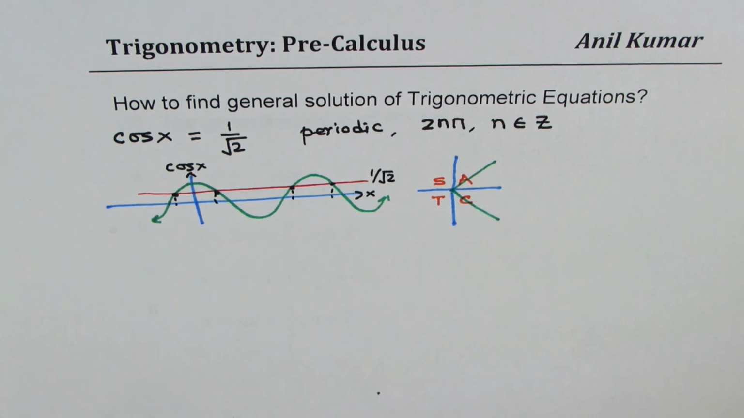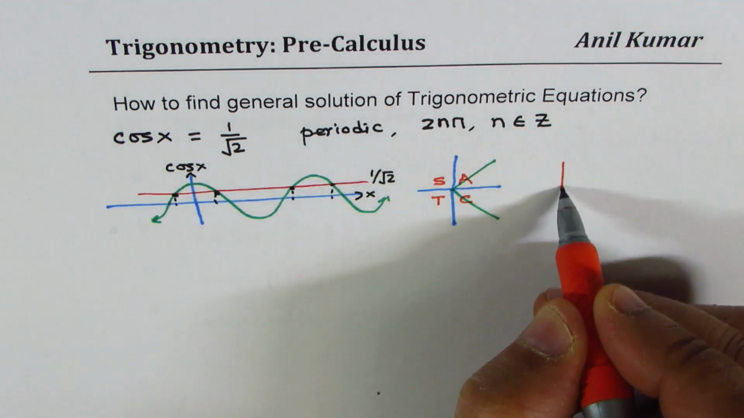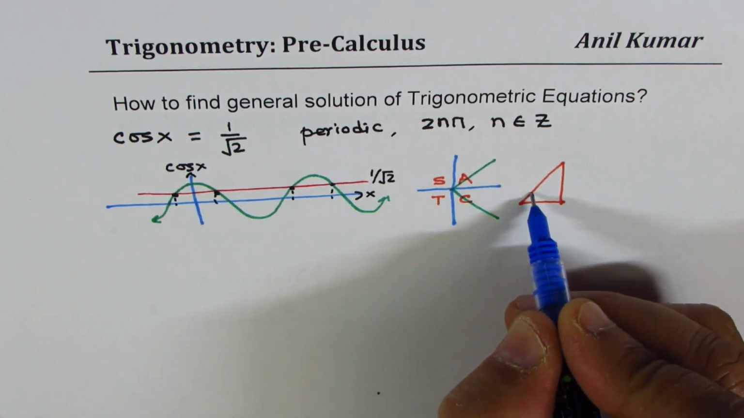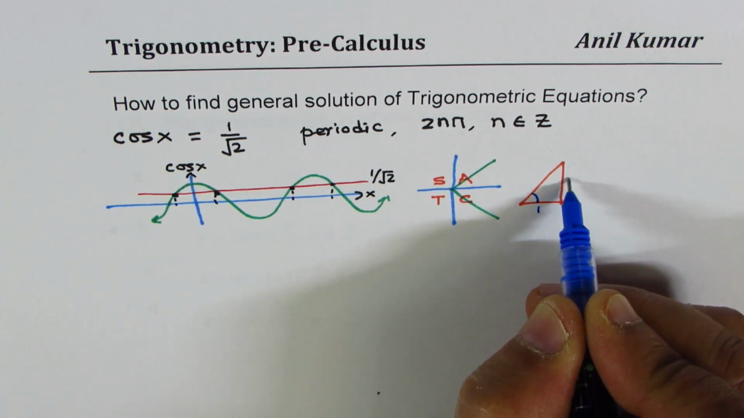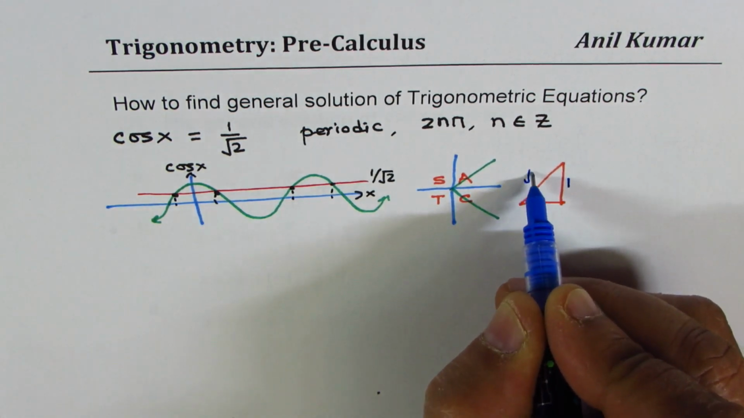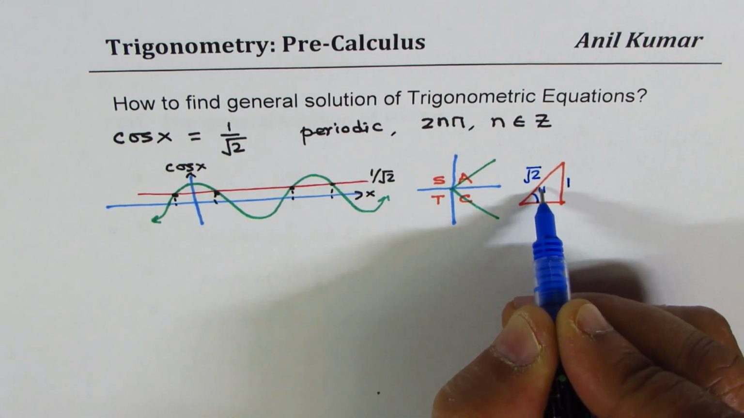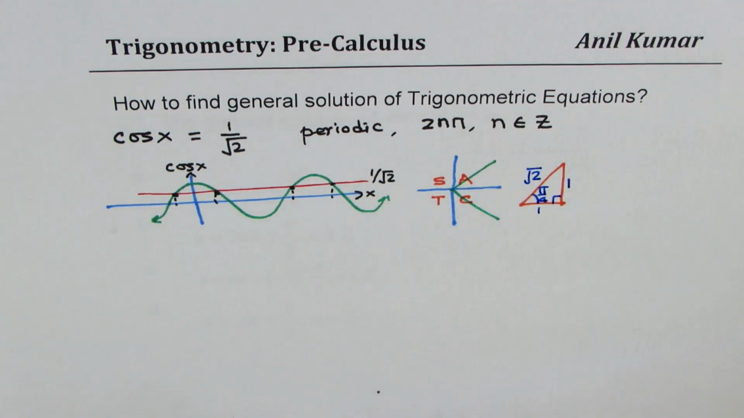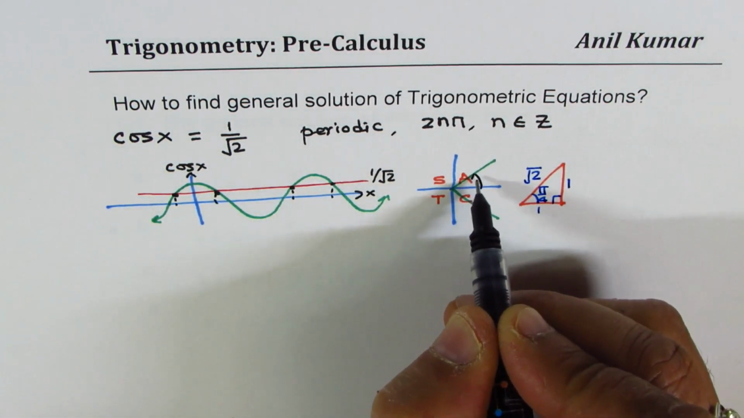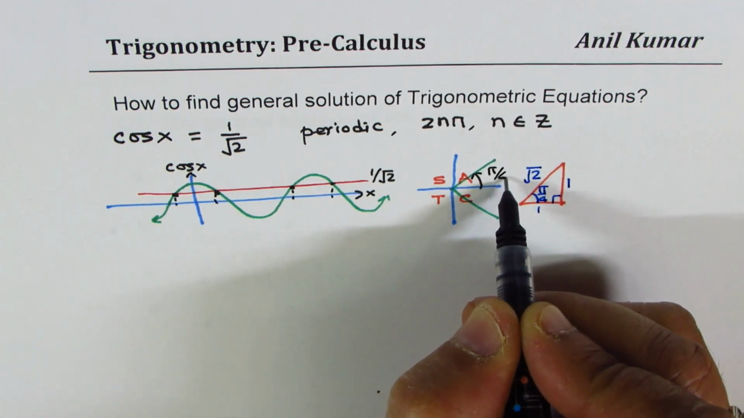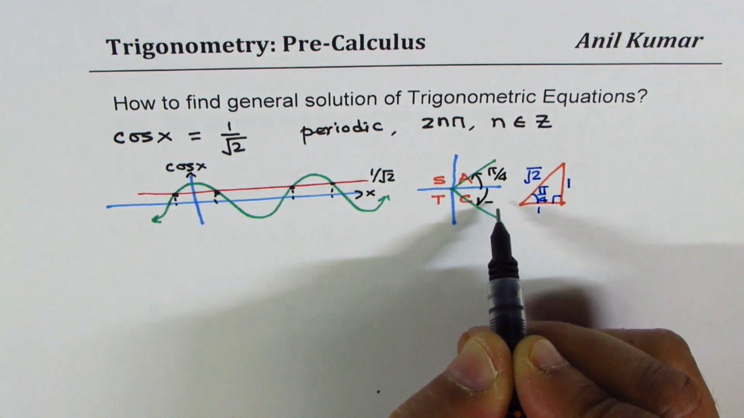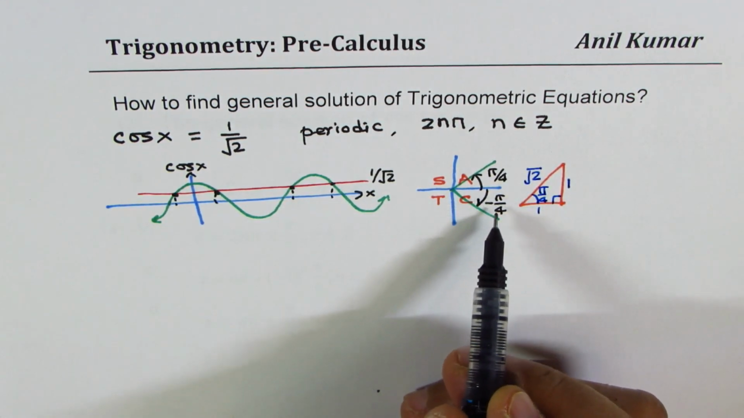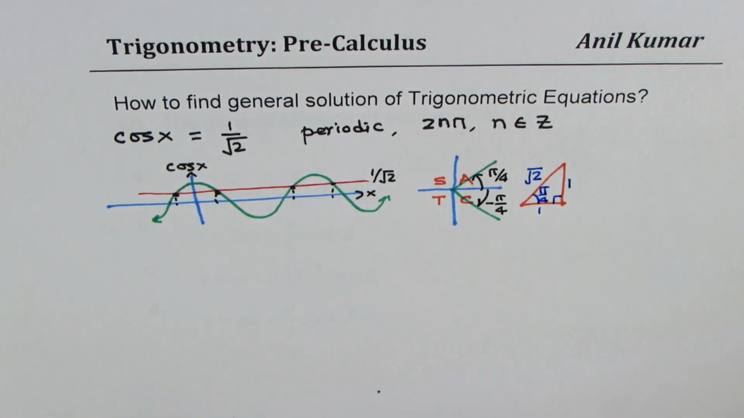Right? Now from the special triangle, let me draw one here. So these are very important tools to remember to solve any trigonometric function. If these sides are 1, 1, then the hypotenuse is square root 2. The angle here is pi by 4, right? So this is a right triangle. So what we notice is that the solution is either pi by 4 or minus pi by 4, correct? Any angle seen clockwise is negative, counterclockwise is positive.